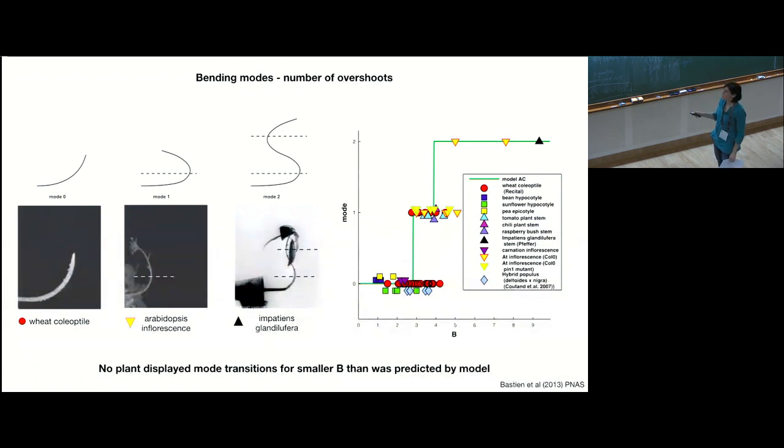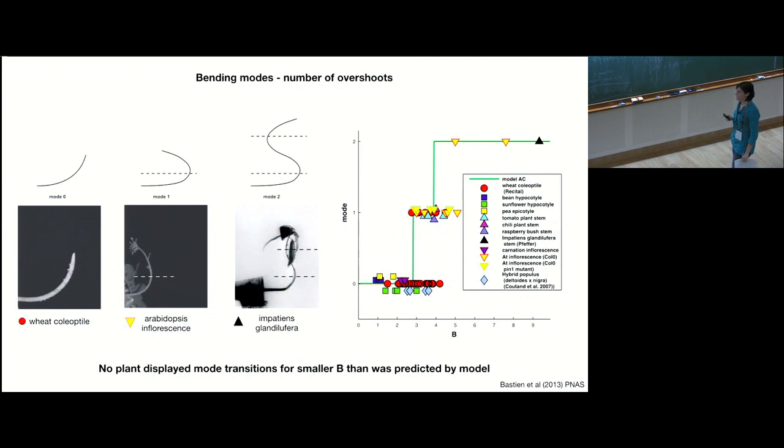I think there are 60 or 70 data points here. So this is B, and this is the mode, okay? The green line represents what the mode should be from simulations, when you run simulations for different Bs. You see that it's a very stepwise function. So below, I think, 2.9, you're in a 0 mode, like the wheat. Then you jump at 2.9 to mode 1 until 4.1, I think. And then you go up to the second mode, okay?